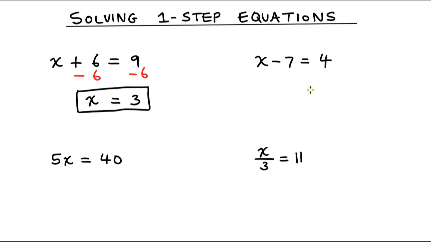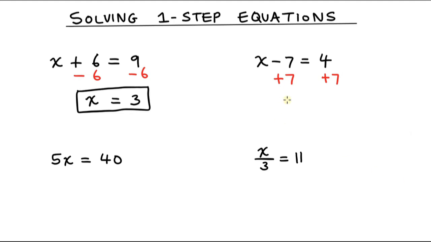Okay, let's look at the second one. We've got x minus 7 is equal to 4. And again, I want to get x on its own. At the moment, we're subtracting 7, so I need to do the opposite. And the opposite of minus 7 is plus 7. So if I add 7, that will get rid of the 7's. But I can't just add 7 to the left willy-nilly. I need to add 7 to the right, and that is to keep the equation balanced.